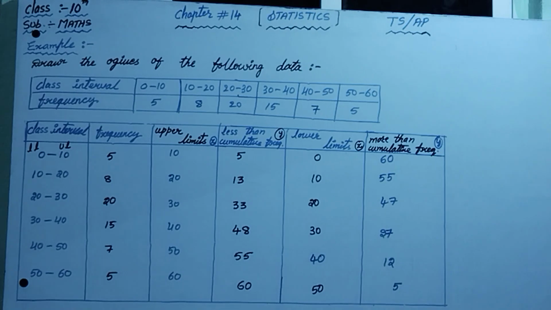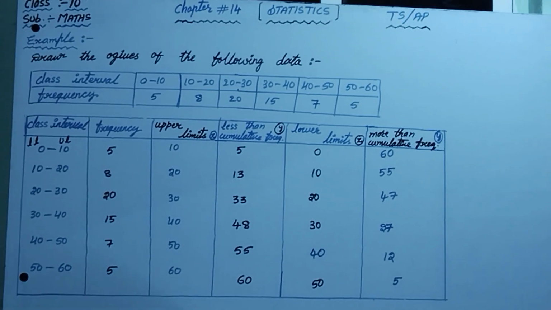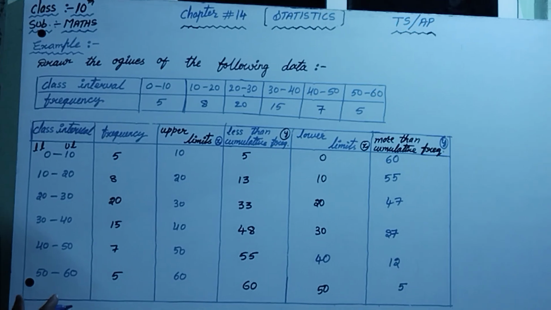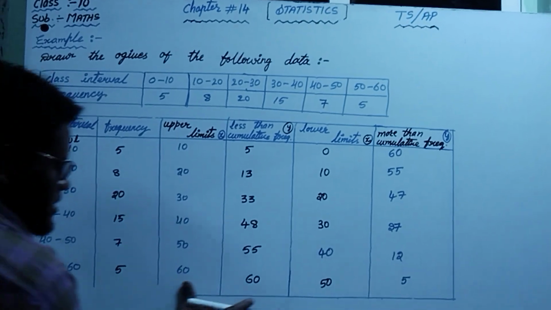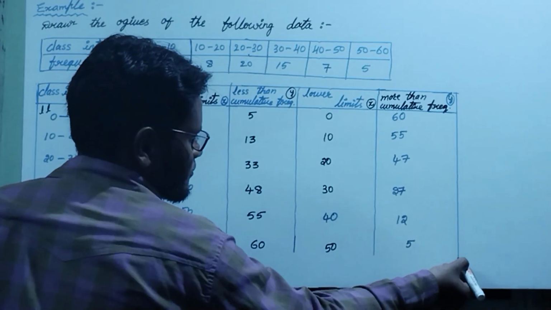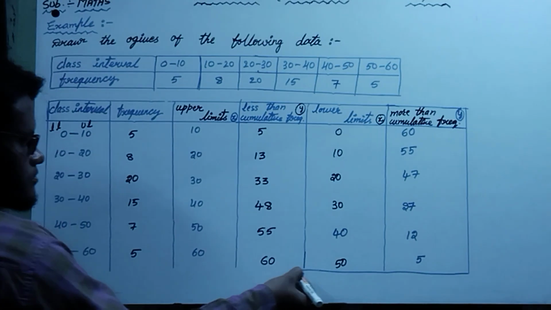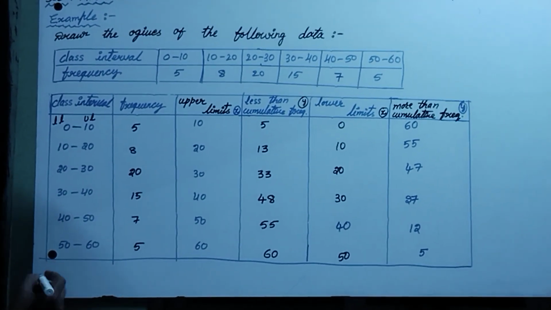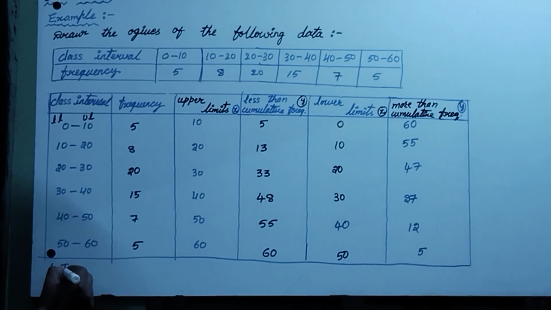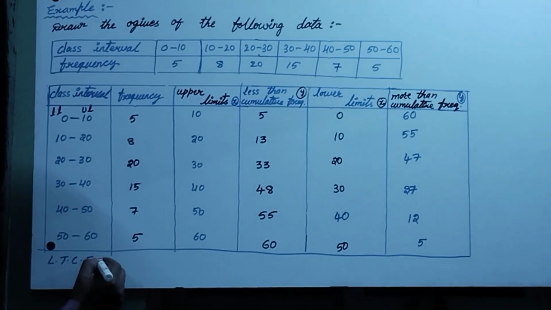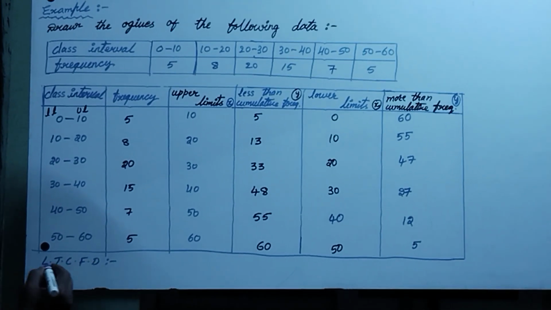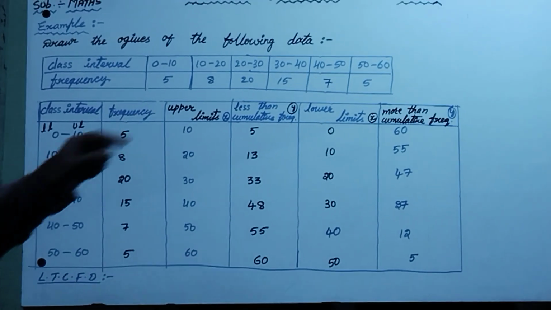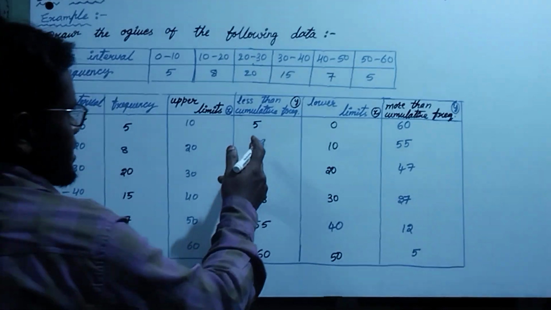Any doubts now? So I got all the points. Then here you have to write all the points, means plot the points. What are the points here? You have to mention all the points for the less than cumulative frequency distribution, the points of x and y.